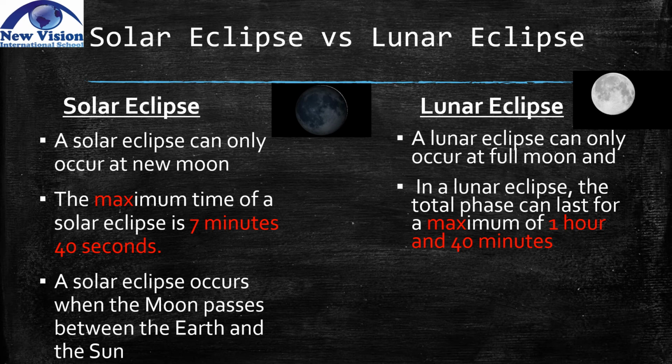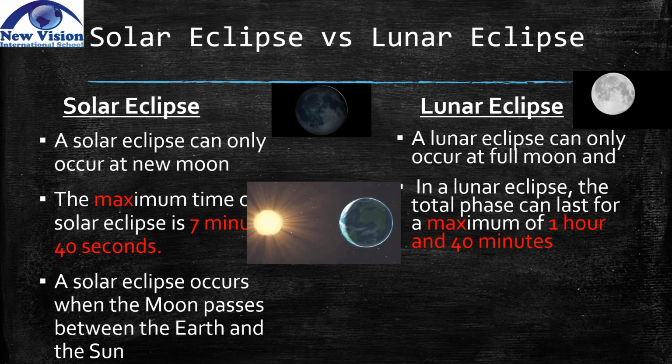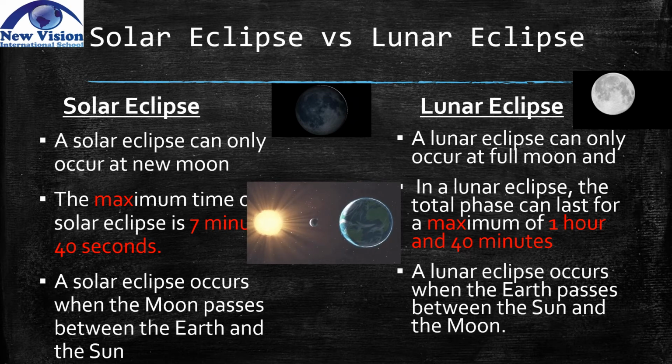A solar eclipse occurs when the moon passes between the Earth and the sun, whereas a lunar eclipse occurs when the Earth passes between the sun and the moon.